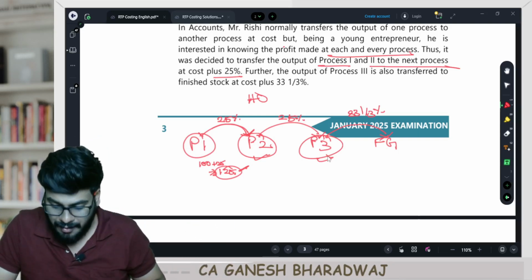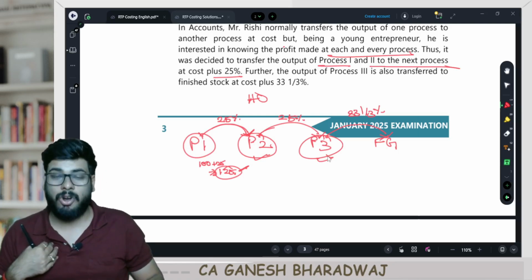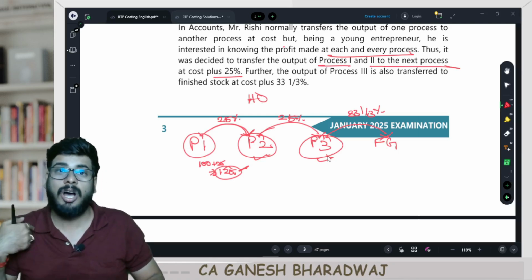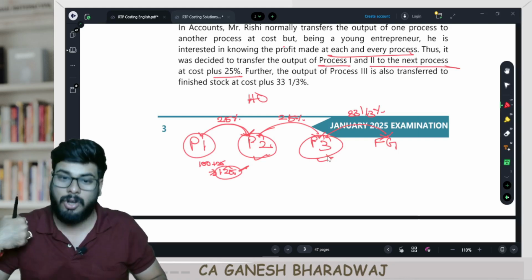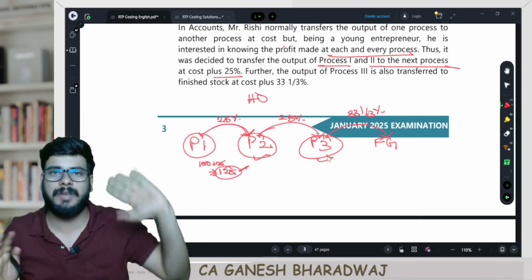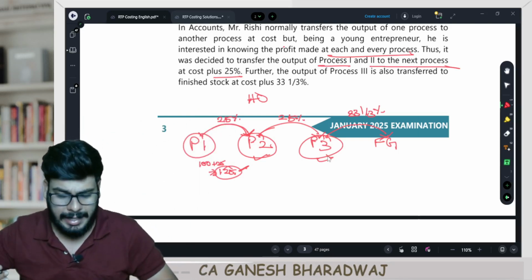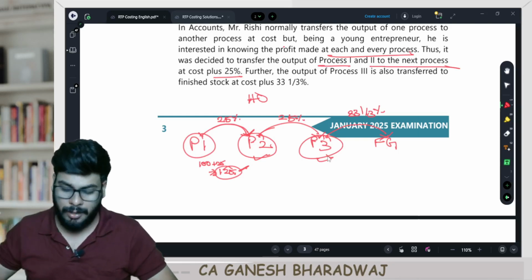So in other words, when process 2 transfers to process 3, when they are saying cost plus 25%, it is cost plus 25% on its cost. For it, the cost is whatever cost it has received from the previous process. Are you clear with this? You will get more clarity on that as we navigate into this particular sum.